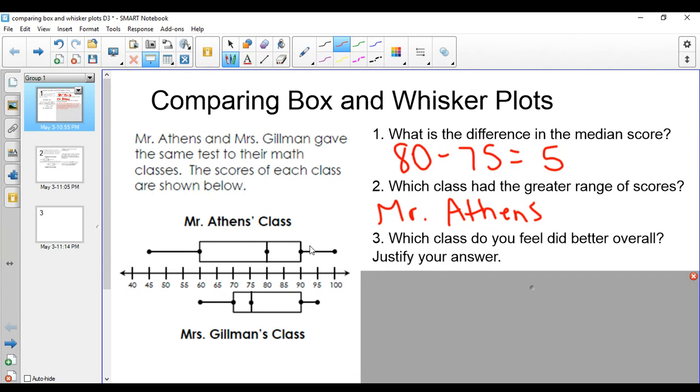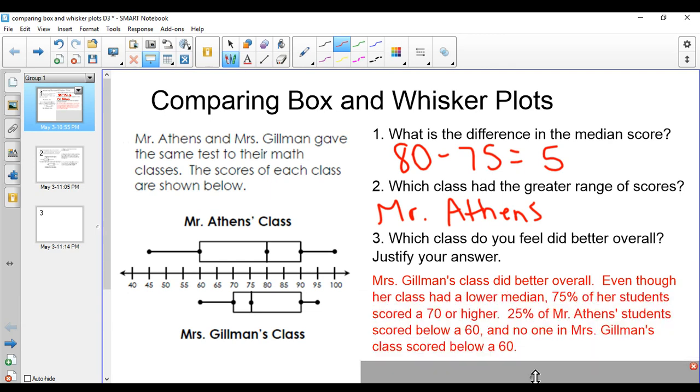So if we look at, let's say, for example, the score 60. Well, that was the lowest score in Miss Gilman's class. Everybody in Miss Gilman's class scored a 60 or higher. But if we look at Mr. Athens' class, we have 25% or 1/4 of his class, which is a pretty decent group of his class, that scored below a 60. So despite the fact that he has a higher median score, I would argue that overall Miss Gilman's students performed better because all of her students scored at least a 60.